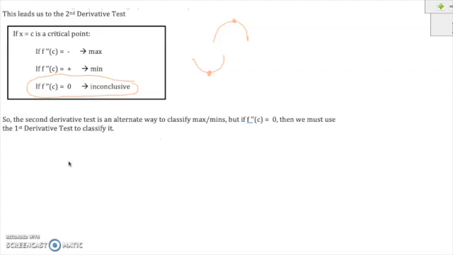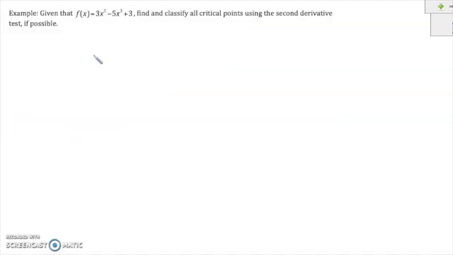So I want to do one second derivative test problem with you guys, even though I hate the second derivative test. So I skipped the other example. You guys can try that one on your own. And I'm going to walk you through the second derivative test question. Find and classify all critical points using the second derivative test if possible. Okay, so that means I do need to find both the first and the second derivative.